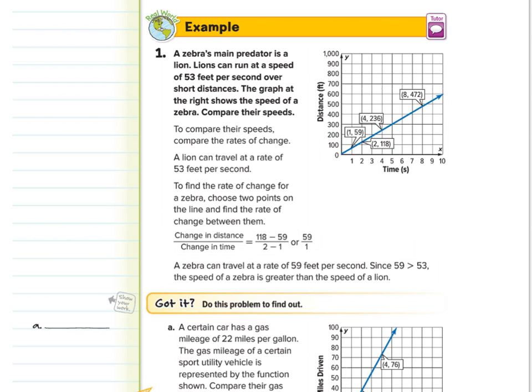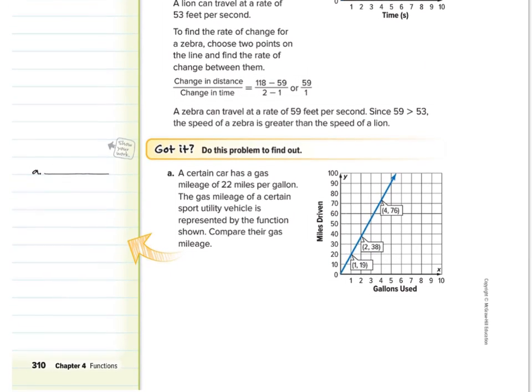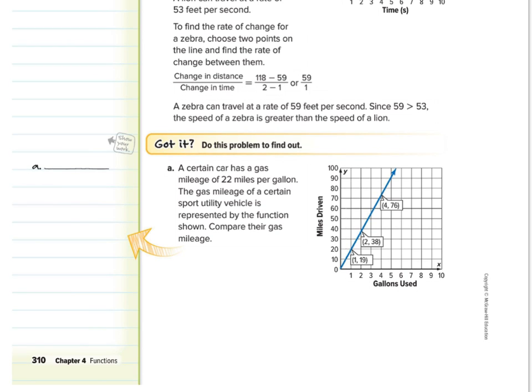So as we go to try this on our own, a certain car has a gas mileage of 22 miles per gallon. The gas mileage of a certain sport utility vehicle is represented by the function shown. Compare their gas mileages. Well, here we have the car having a gas mileage of 22 miles per gallon. So, we need to figure out, just like the book did in example 1, what is our rate of change or slope of this graph?